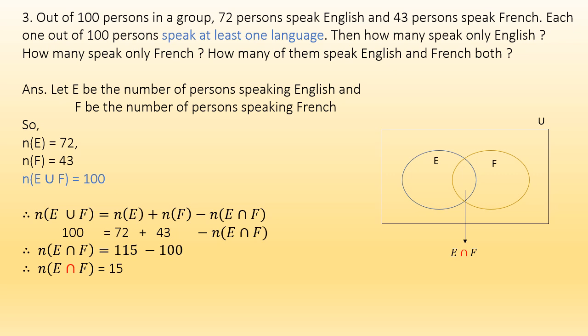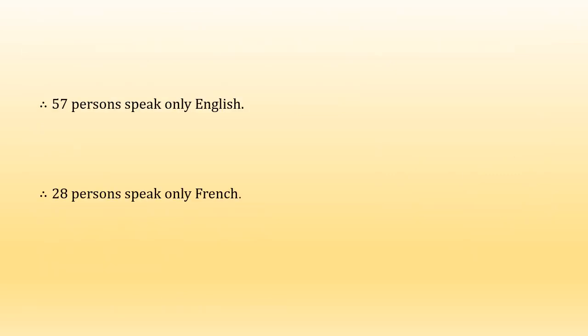So we got the intersection part. This intersection part is nothing but the number of people who speak both the languages. So therefore 15 persons speak English and French both. So we'll have to write the statement for the same. 15 persons speak English and French both. This is the first part of the sum. Let's go to the second part of the sum.